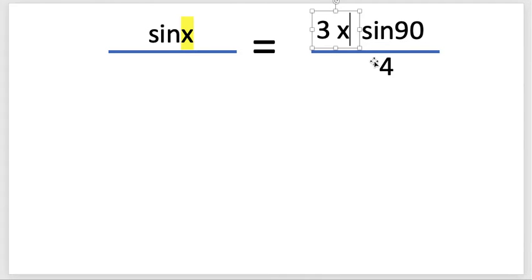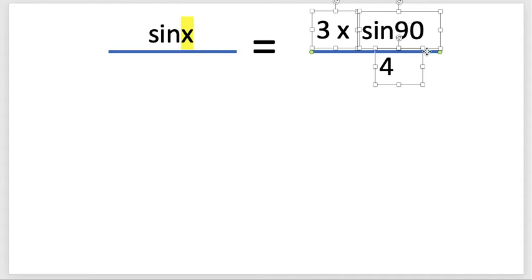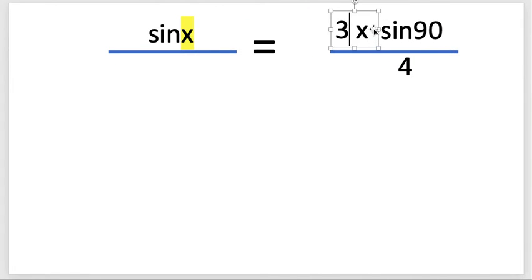Now what a common thing people get confused with is they don't necessarily know the difference between 3 times sine 90 over 4 and another option could be 3 times sine 90 over 4. Now they look different, but actually they are the same, and this is because it doesn't matter what order we do these operations in. As long as these two are times and then it's divided by 4, it doesn't matter whether you do sine 90 times 3 or 3 times sine 90 before you divide by the 4.